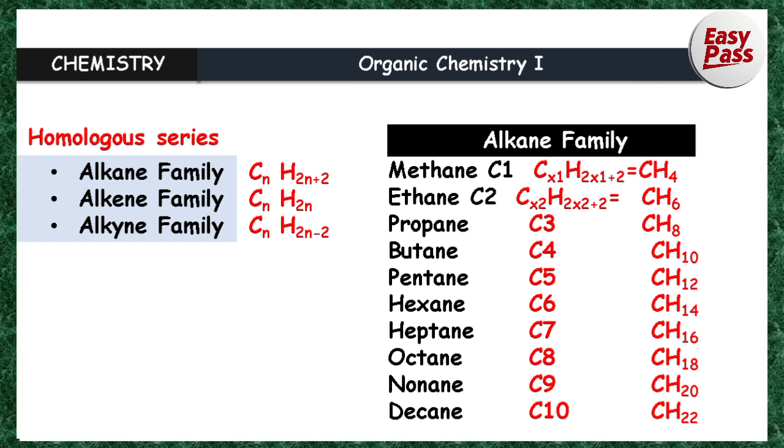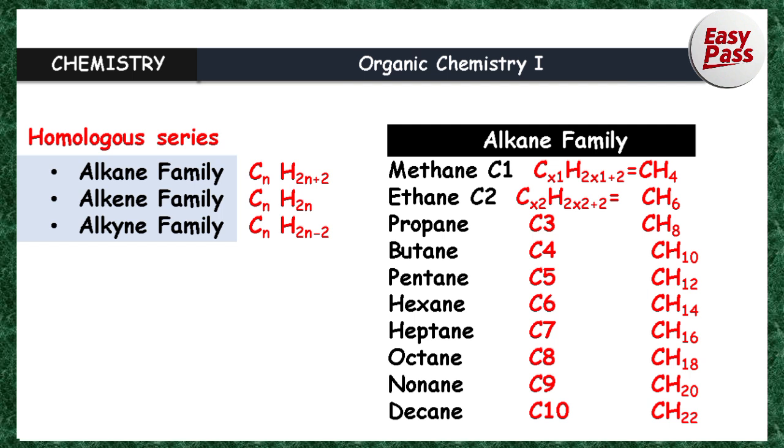So the difference between methane and ethane is 2 hydrogens. Ethane is C2H6, propane is C3H8, then we have C4H10, C5H12, C6H14, C7H16, C8H18.